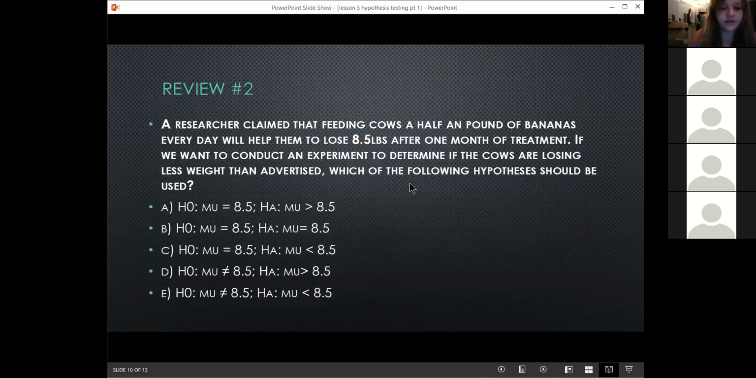All right, another one. A researcher claimed that feeding cows half a pound of bananas every day will help them lose 8.5 pounds. That's crazy. After 1 month of treatment, if we want to conduct an experiment to determine if the cows are losing less weight than advertised, which of the following hypotheses should be used? Go ahead, read through these options and let me know what you think.